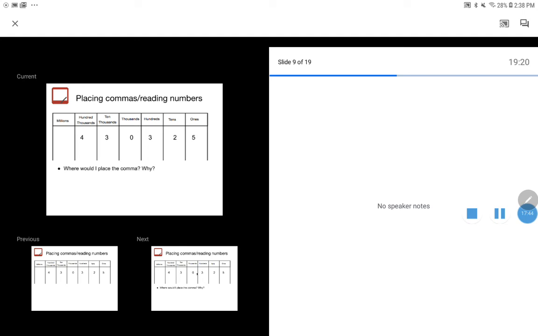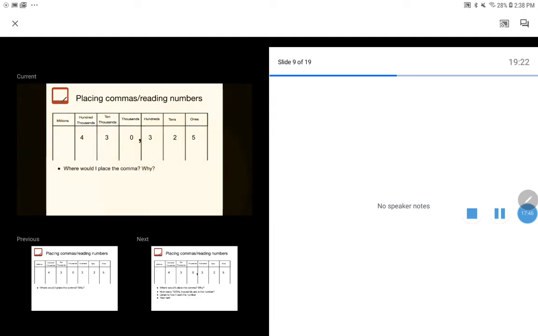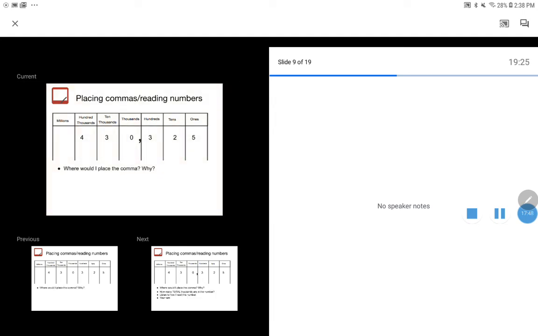Yeah, it's separating those groups. It's separating the hundreds, tens, and ones from the thousands. Is that the only comma we need? Yeah, that's the only comma that we need in that number.